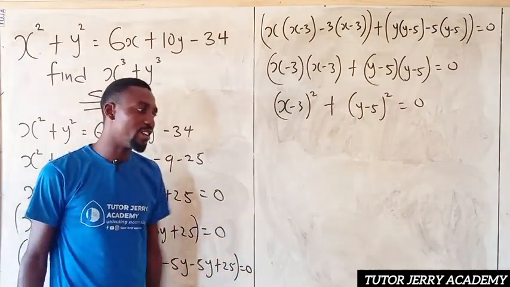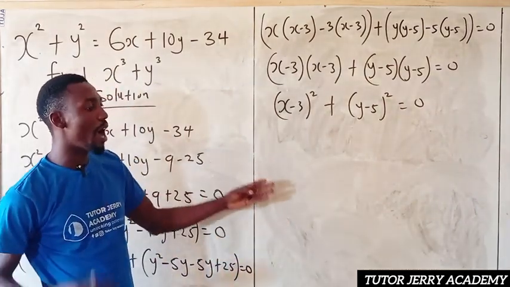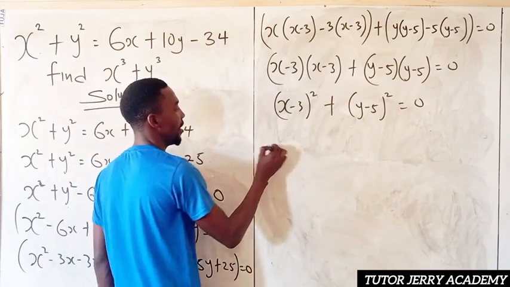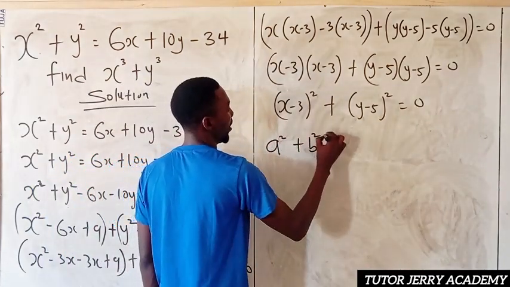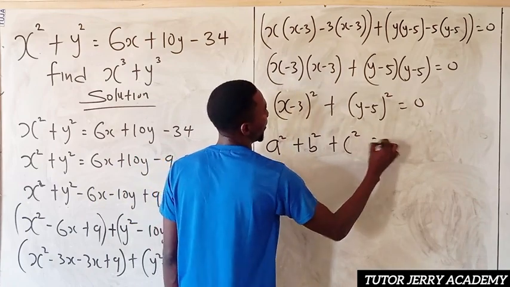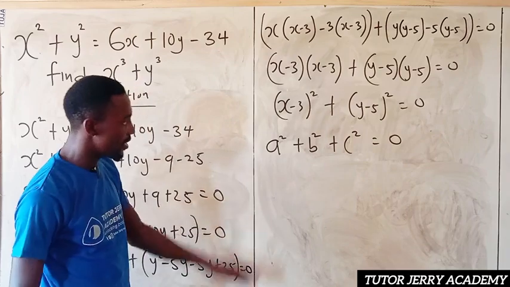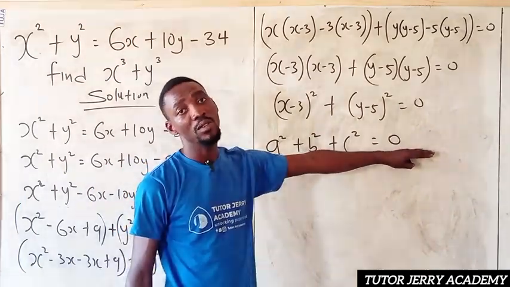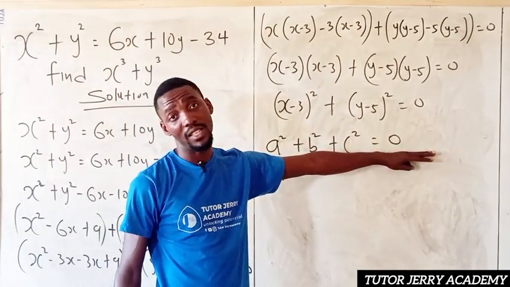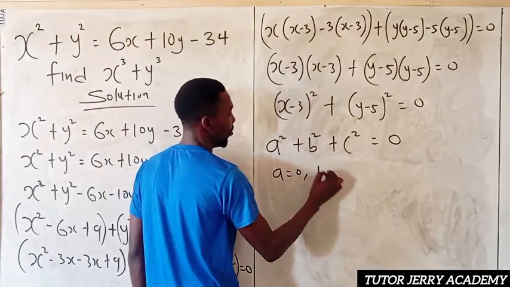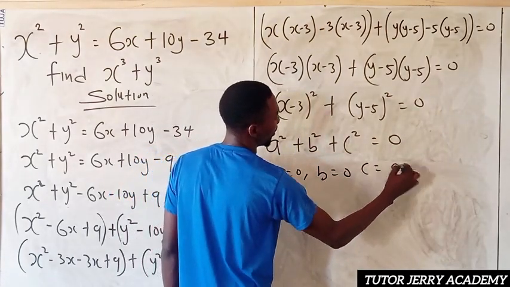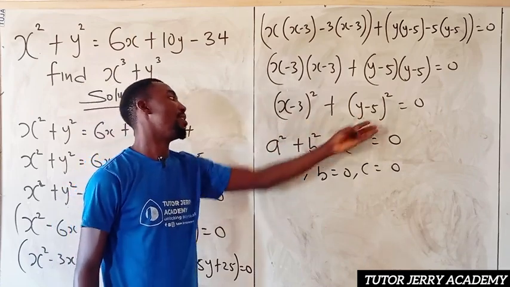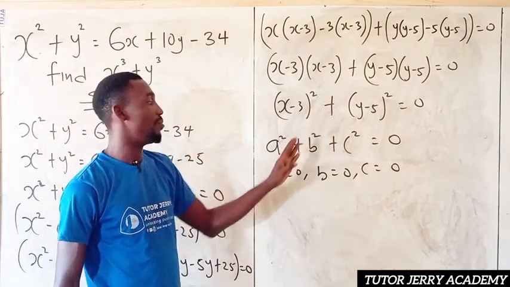Alright, so you are going to take note of something here: if we have the sum of 2 squares, it can be more than 2. If you have a squared plus b squared plus c squared equal to 0, the law says that a is equal to 0, b is equal to 0, c is equal to 0, if and only if we have an equation like this. Is that clear? But here we are just having a and b, so the law also holds. So it can be 2 or more.